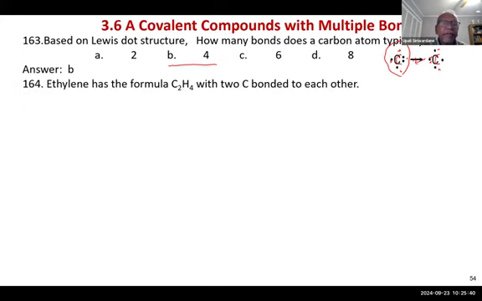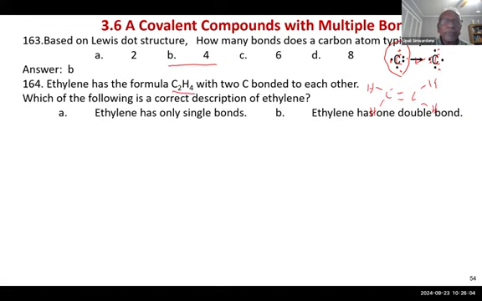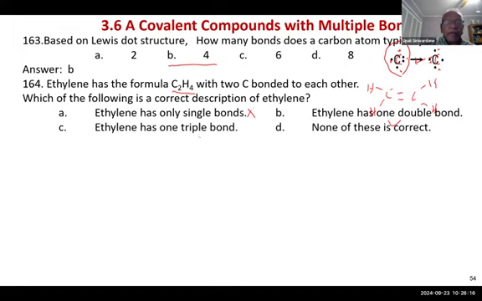The ethylene has this formula. You remember we talked about the double bond in ethylene. That's the ethylene molecule. So answer the question. It has only single bonds? No. Ethylene has 1 double bond. That's true. Ethylene has 1 triple bond? No. Acetylene has. None of these is wrong here. Answer is B.